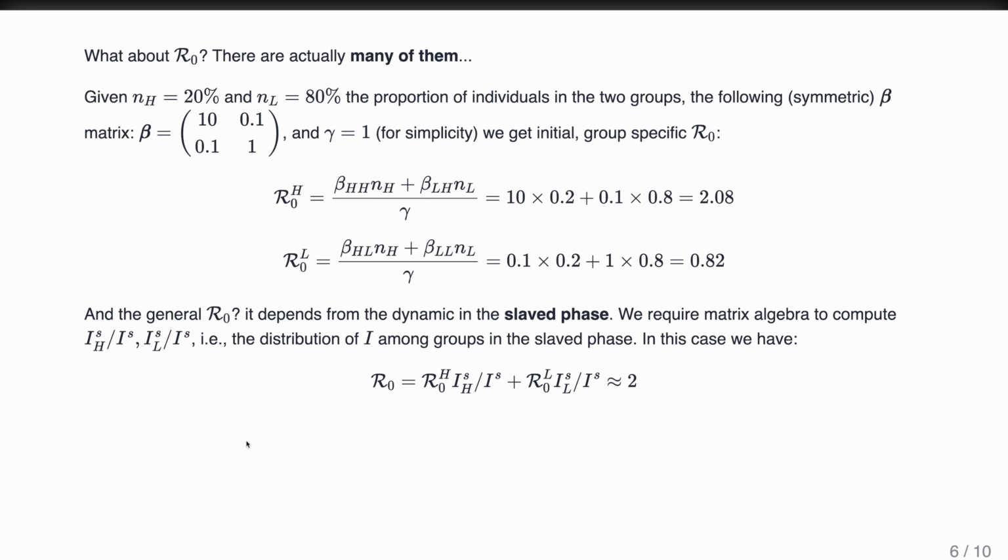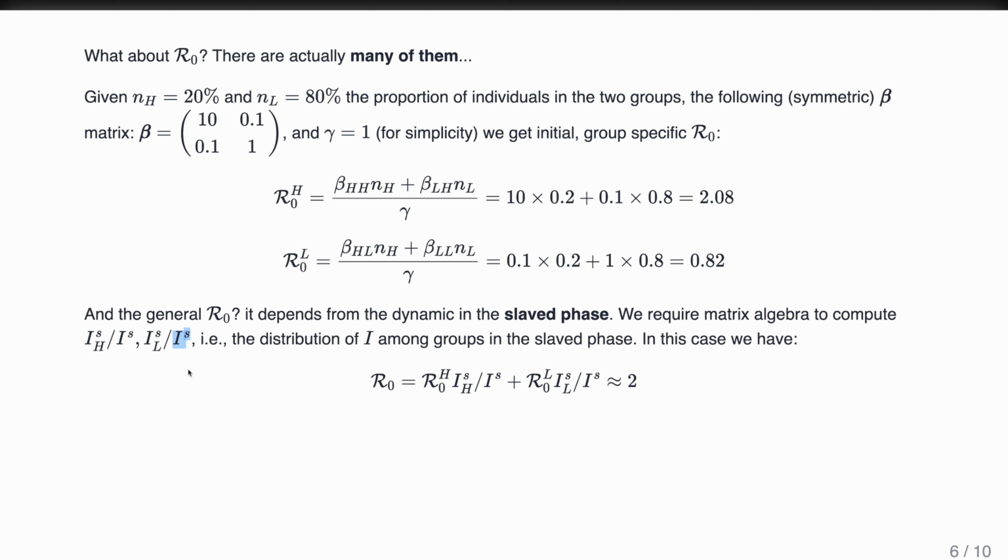Okay, but then there is also a general R naught, which is valid for the whole epidemic, for the whole population. Well, to calculate this R naught, we need to consider the proportion of infectious individuals in the slaved phase. Actually, we need to compute how the infectious individuals distribute between the two groups. So, IS is the number of infectious individuals in the slaved phase.